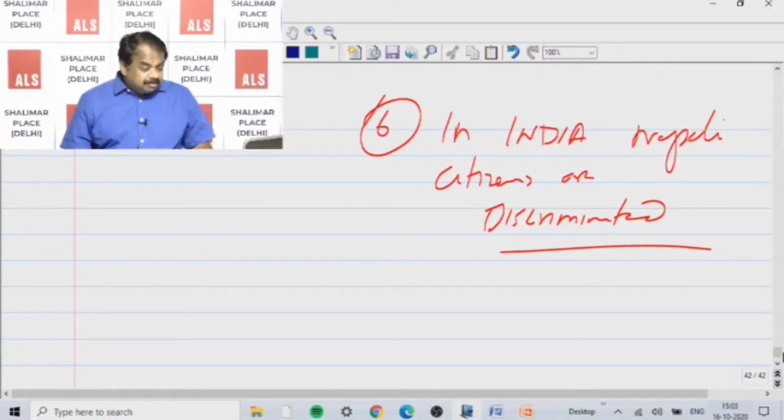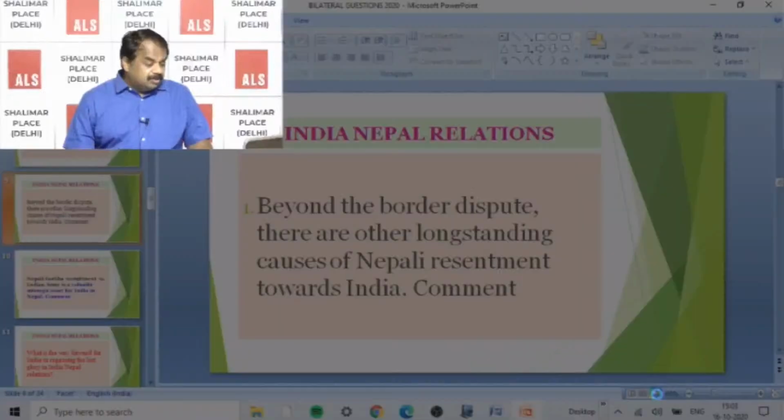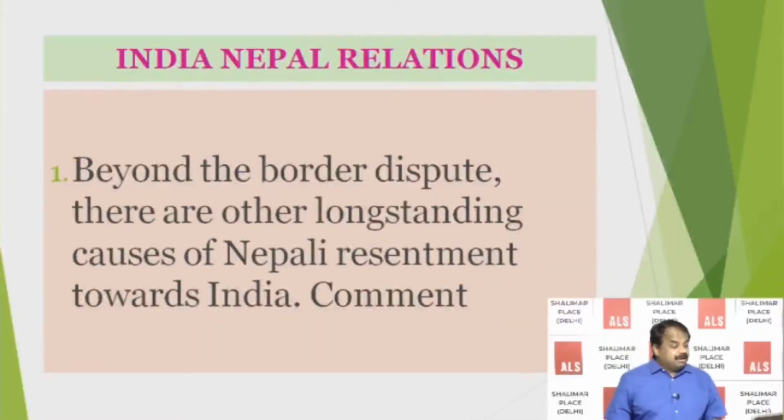So these are some of the issues. The question is very simple. Beyond the border dispute, there are many other long-standing causes of Nepali resentment, and all these things are ultimately culminating in a situation where India has almost lost Nepal, and we have literally handed over Nepal to the Chinese. But still, all is not lost.